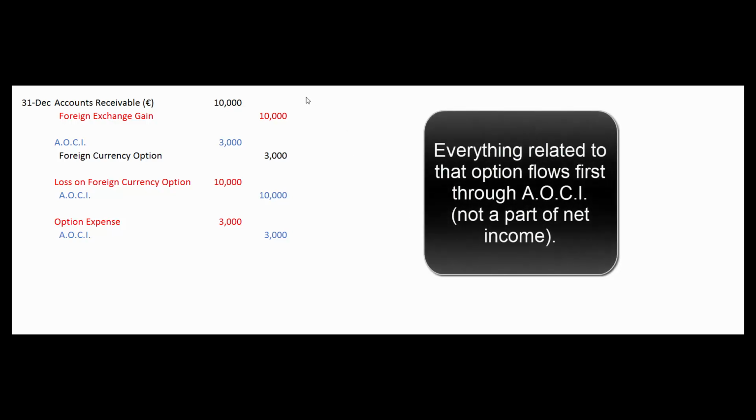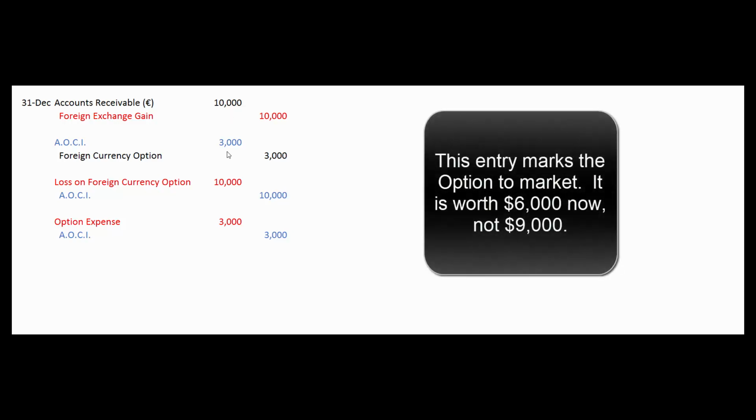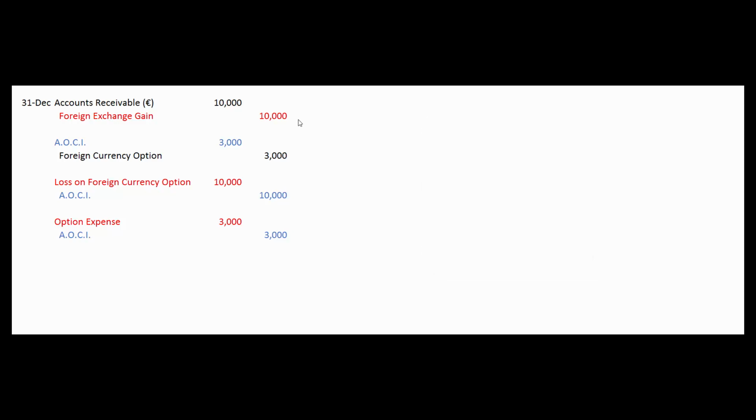December 31st comes along. The euro's gotten stronger, so we have a $10,000 gain on the underlying transaction. That foreign currency option is down by $3,000 of value. Remember, it went from $9,000 to $6,000, but instead of booking a loss, we parked that $3,000 in the garage. We need $10,000 to come out of the garage to offset that $10,000 gain, so we reduce accumulated other comprehensive income, and we book a loss on foreign currency option.